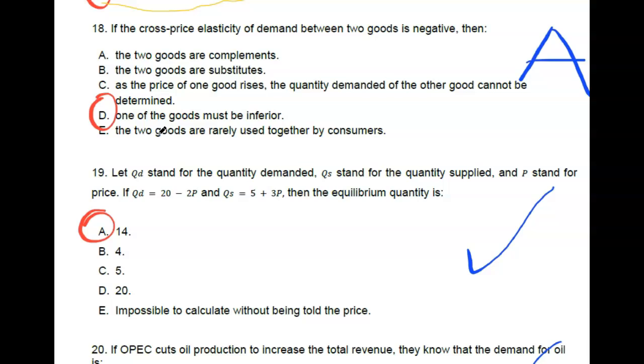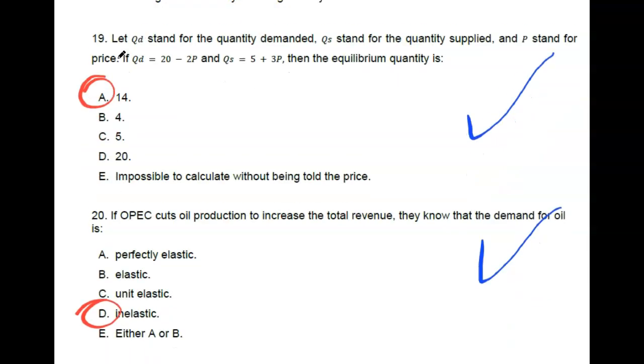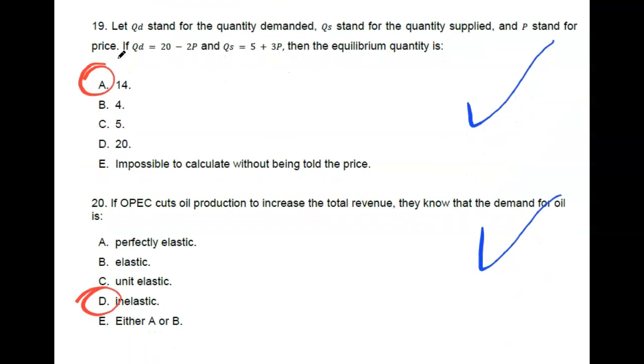18. If the cross price elasticity of demand between two goods is negative, then it's A. I made a mistake. I said D because, to be honest, I never ever know this. So the answer will be the two goods that are complements. Goods that are complements go with each other, so when it is negative, then they are complements. That's just a definition, you just have to know that. I actually have to learn this also. So it's A.